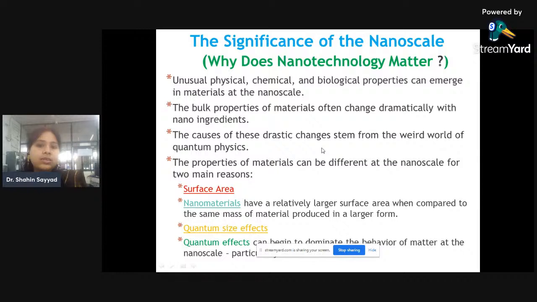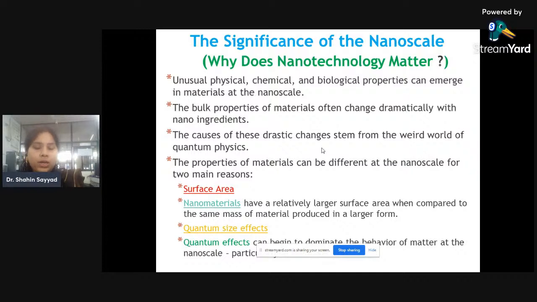And the cause of this drastic change goes to the world of quantum physics. Whenever we are dealing at the nanometer scale, we have to move towards the atomic scale. And at the atomic scale, classical physics does not apply, and we have to move towards quantum physics. So the basis behind nanotechnology, or the change in the properties at the nanoscale, goes to the discovery of quantum physics, and the complete understanding is based on quantum physics. So how important is quantum physics? Quantum physics explains the behavior of material at the atomic scale.